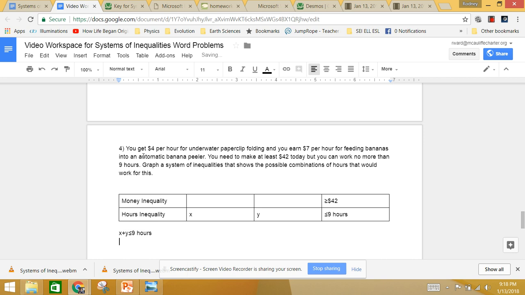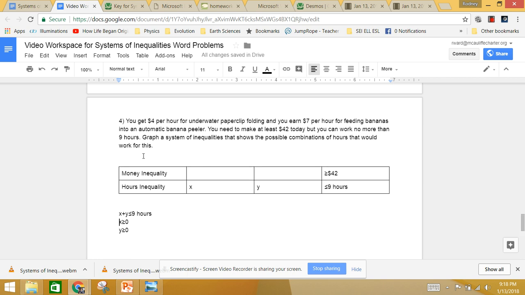Okay, since I've got hours going on here, I know I can't have negative hours, so X has to be greater than or equal to 0, and Y has to be greater than or equal to 0 as well. So now I have 3 inequalities, and we'll graph them and see where they all overlap.